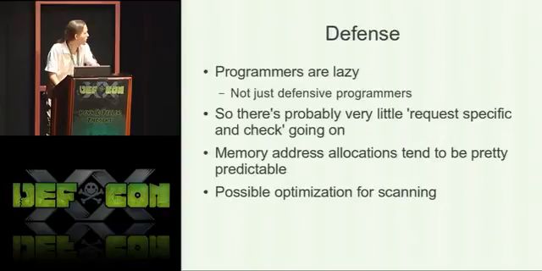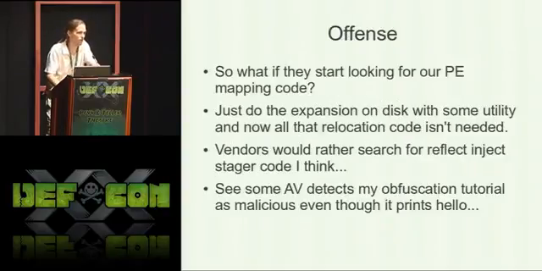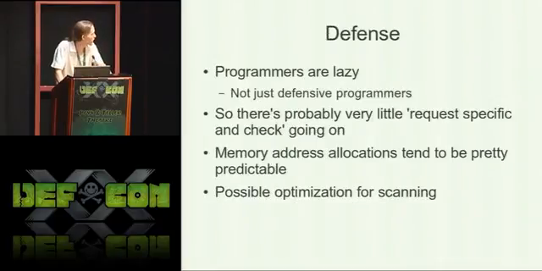Let's see. So on the offensive side, during execution. Now on the defensive side, programmers are lazy, yes, but it's not just defensive programmers, it's offensive programmers too. A perfect example is that I threw this code together in about a week, and it's very procedural and not awesome as a stellar code example. So there's very little request-specific checking going on with most of your exploitation frameworks. Most of them just say, when I want to inject, I'm just going to request that you allocate a certain size.